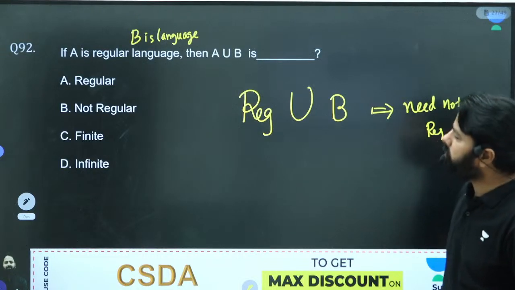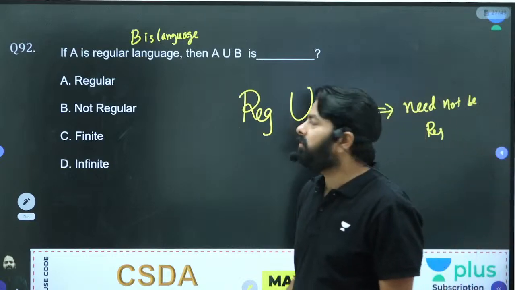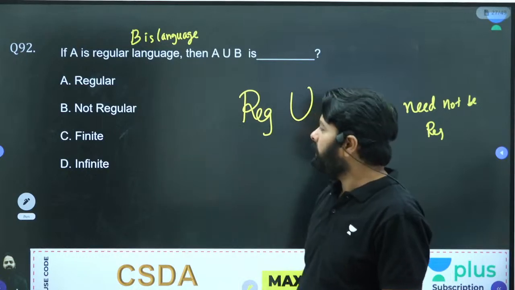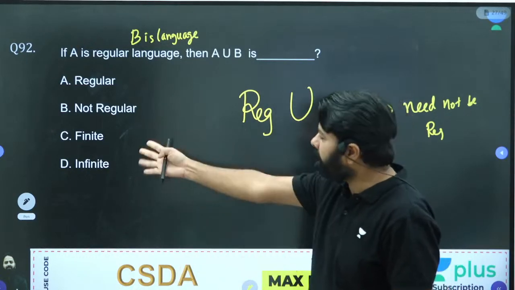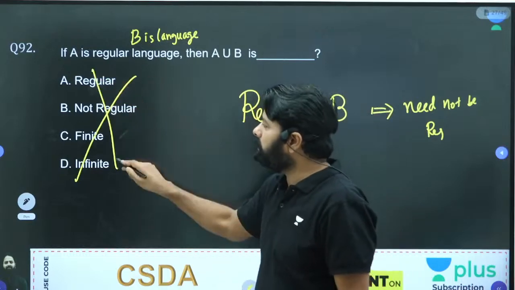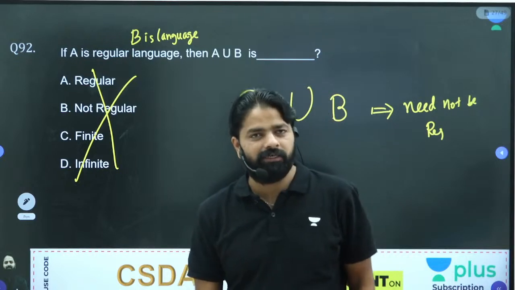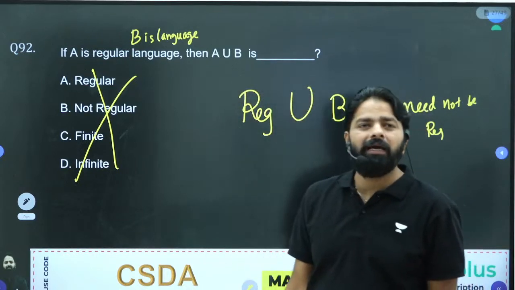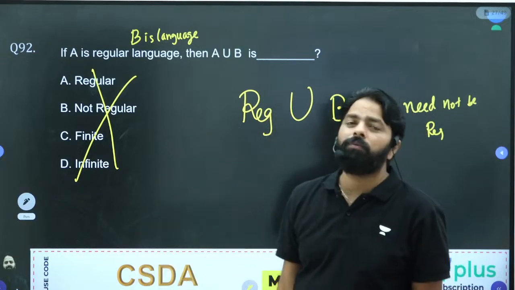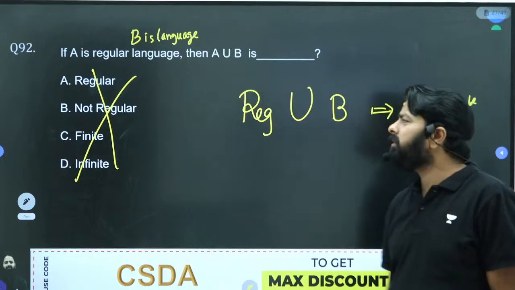Which one will you choose? Any idea? Can you choose regular? No. Can you choose not regular? No. Can you choose finite? No. Can you choose infinite? No. All of them are wrong. This is where your knowledge will be tested. If you are just blindly answering, then you will choose one of them. But when you understand, you will know that there is no option. Okay? Very easy question, no?